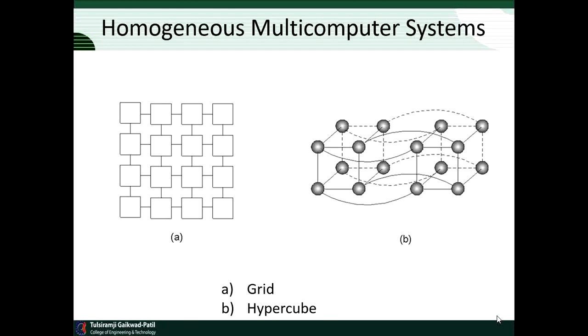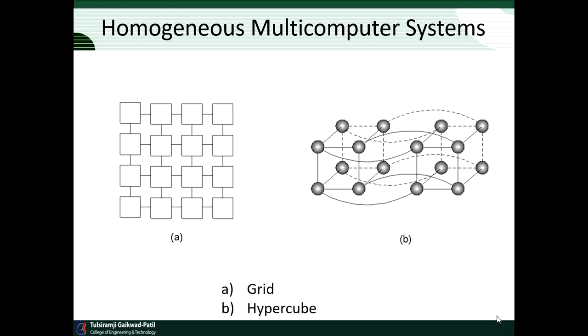Now we will see the homogeneous multi-computer system. In figure A there is a grid multi-computer system where all the processes with their memory are connected as a grid, and through that grid the connections will be provided. It means the data from one machine, one processor will go through another, and they will share their memory accordingly, and they can do their work according to the distributed system.